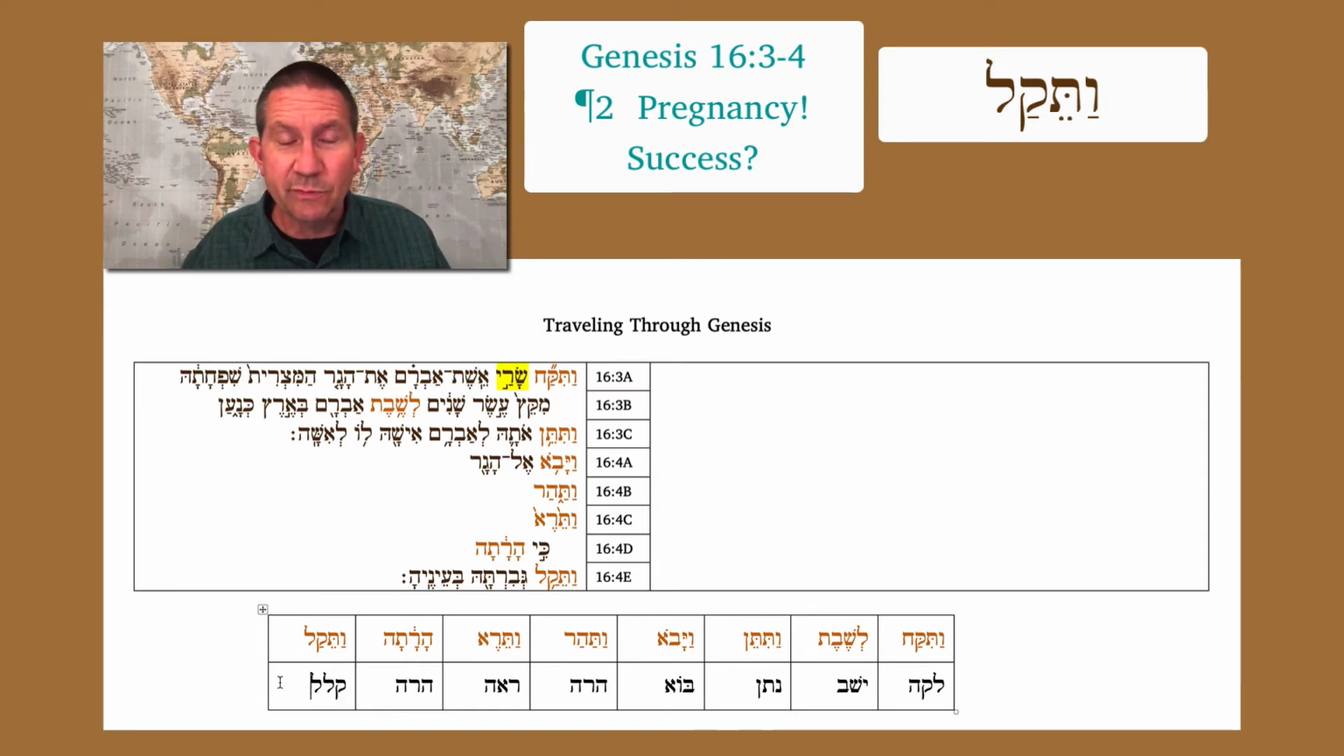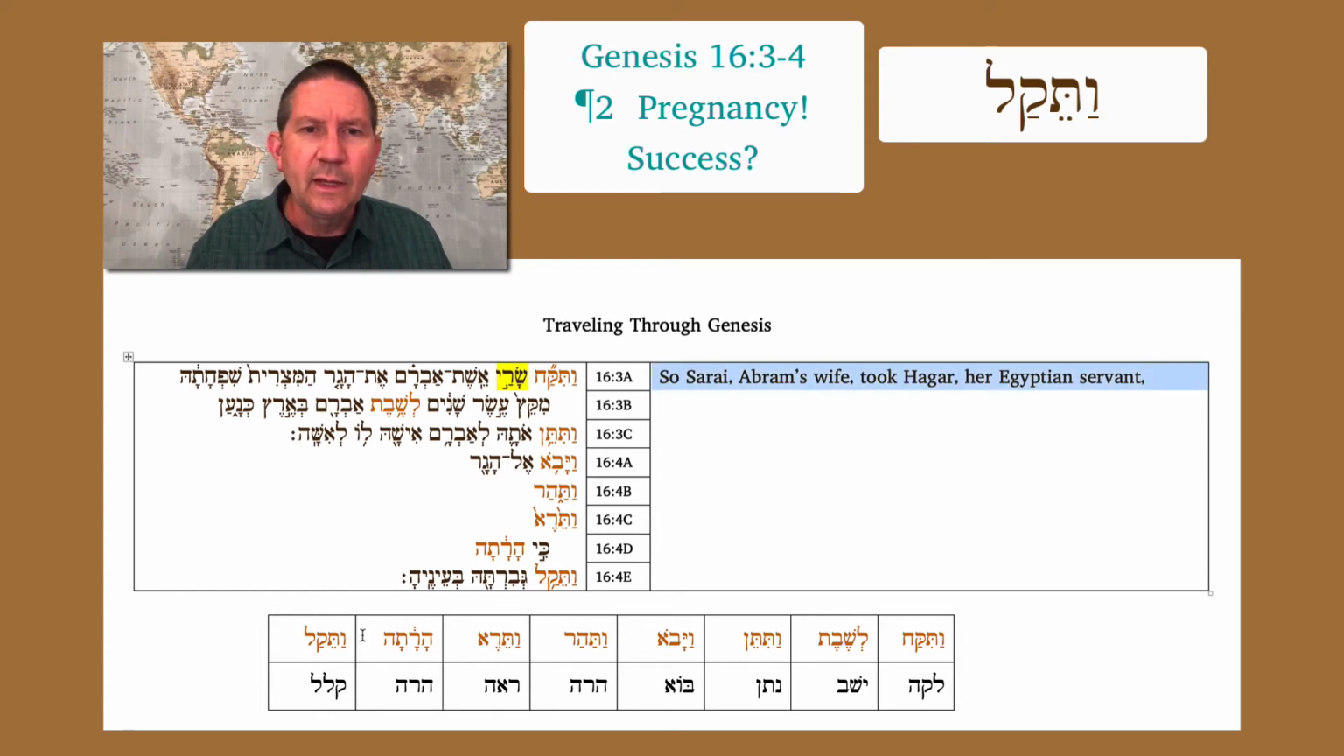So now we've parsed all the verbs, so we can just move through the text pretty quickly at this point, we hope. So we have Vaitekach Sarai Eshet Avram et Hagar Hamitzrit Shifchata. So Sarai, the wife of Abram, took Hagar, the Egyptian, her servant. So her Egyptian servant would be smoother English. And we mentioned last time that we are having the explicit referent for the subject mentioned. It's not just working with the pronoun. And so this is one of the things that's marking this off as a paragraph.